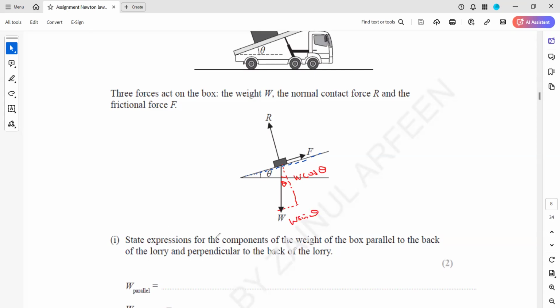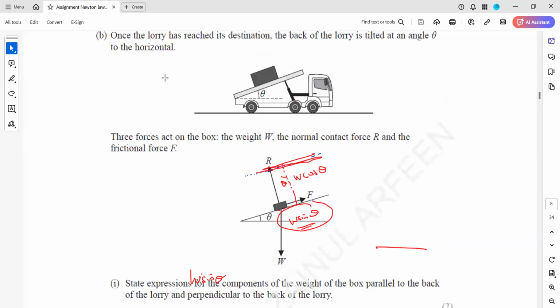So state the expression for the component of the weight of the box parallel to the back. So which is parallel to the back? W sine theta is parallel to the back of the lorry. This is W sine theta and this is the back of the lorry. They are parallel to each other. And which is perpendicular, 90 degrees, to the back of the lorry?